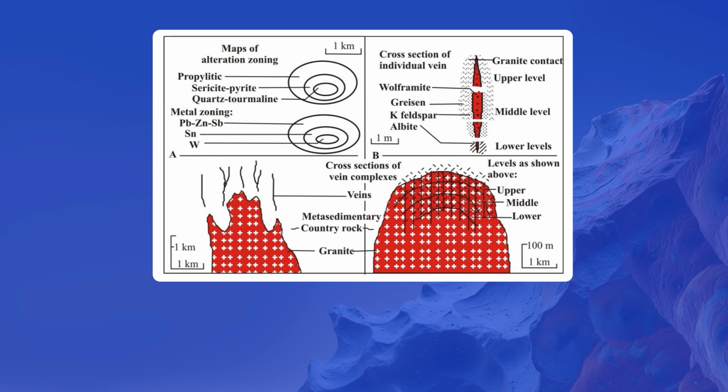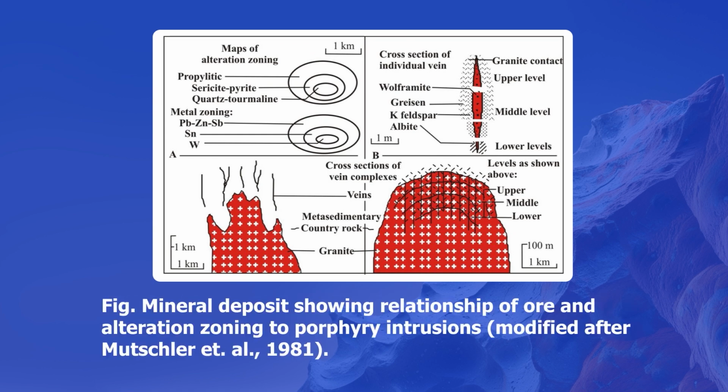Now another diagram I am showing where you can map the alteration zoning: propylitic zoning, sericite, pyrite, quartz, tourmaline; metal zoning: lead, zinc, stibnite and tin, tungsten. All zones can be marked by mapping the area. You can also make the cross section.